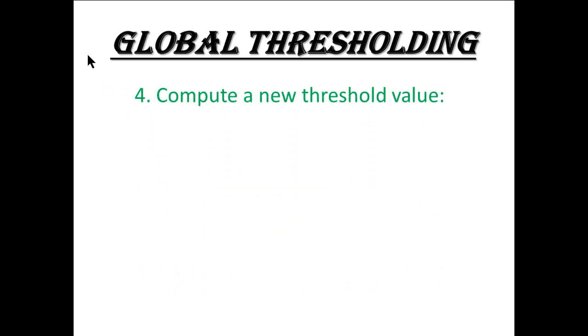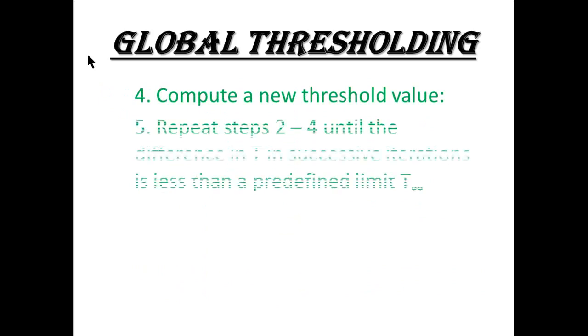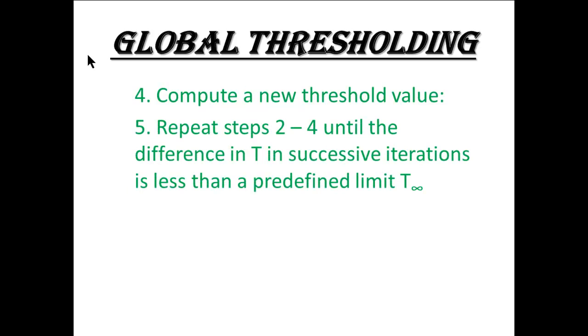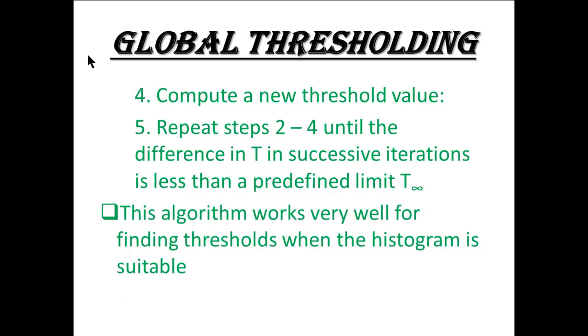4. Compute a new threshold value. 5. Repeat steps 2 to 4 until the difference in T in successive iterations is less than a predefined limit. This algorithm works very well for finding thresholds when the histogram is suitable.